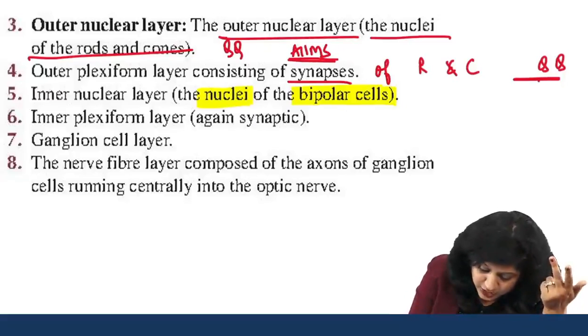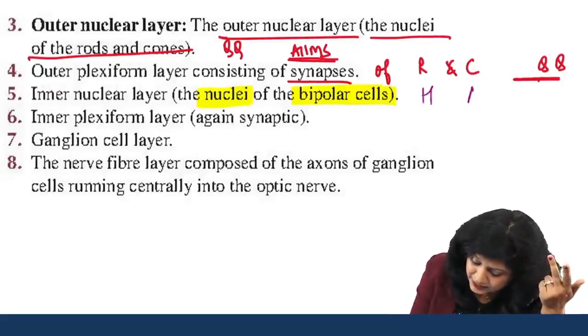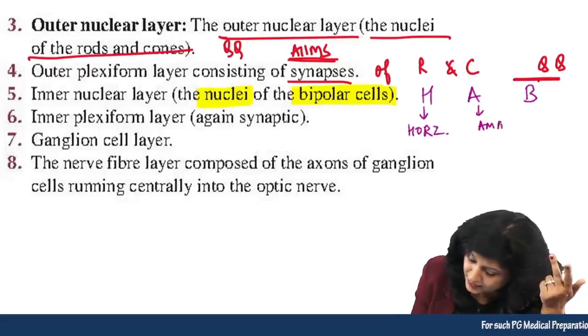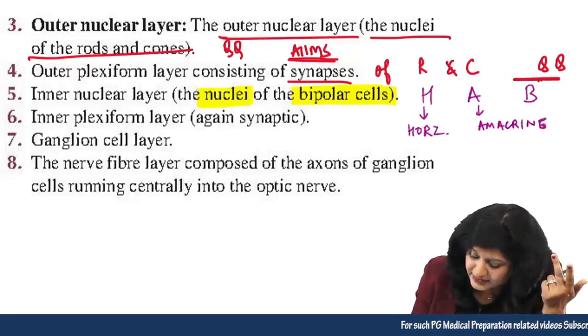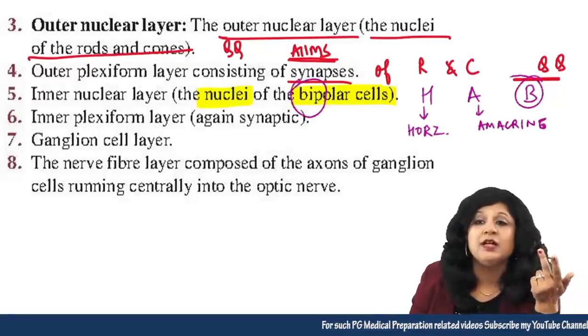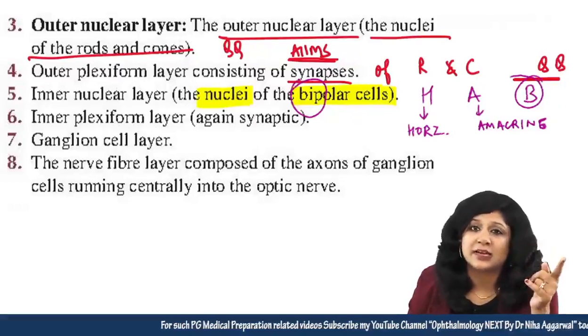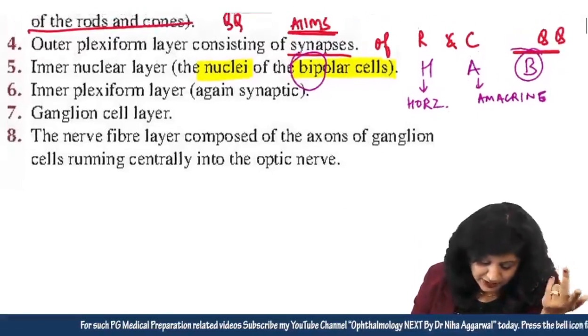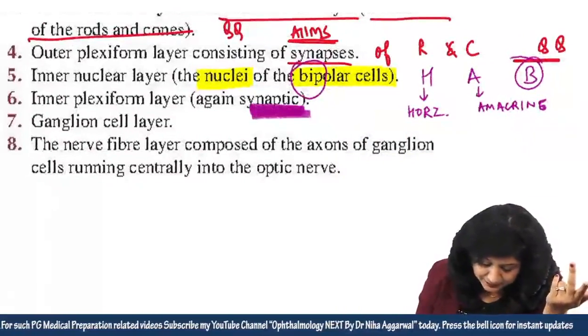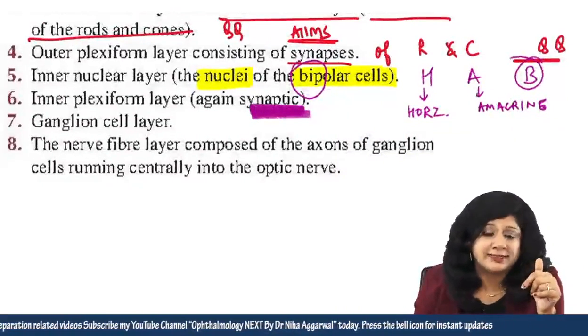So usually I use the word HAB. It contains the HAB of the cells. H for horizontal cells, A for amacrine cells, and B for bipolar, which they have already given. But if you have to choose one, you have to choose the bipolar cells because they are the second order neurons. Then we have the inner plexiform layer. Again, this is synaptic. Next is your ganglionic cell layer.